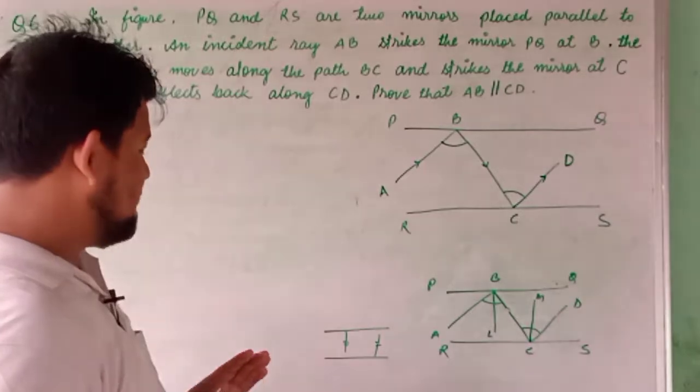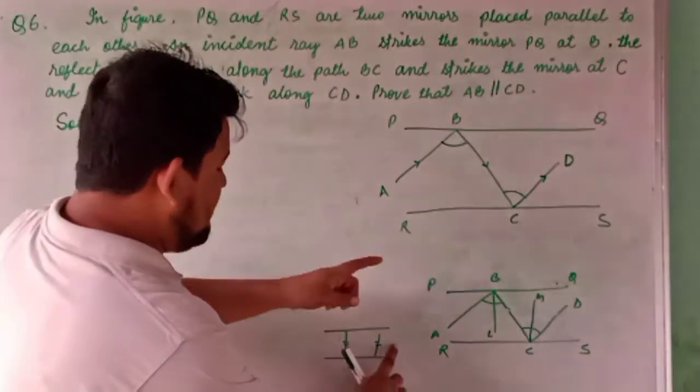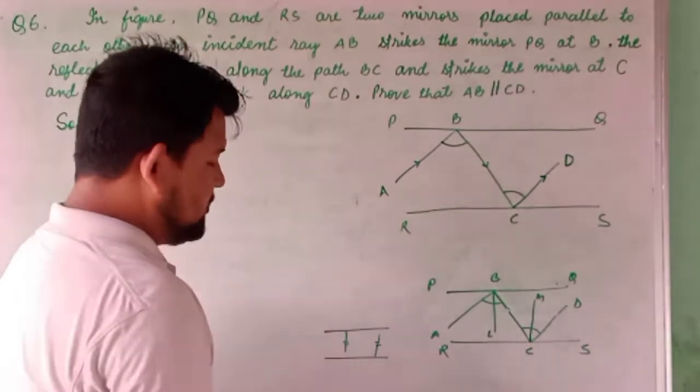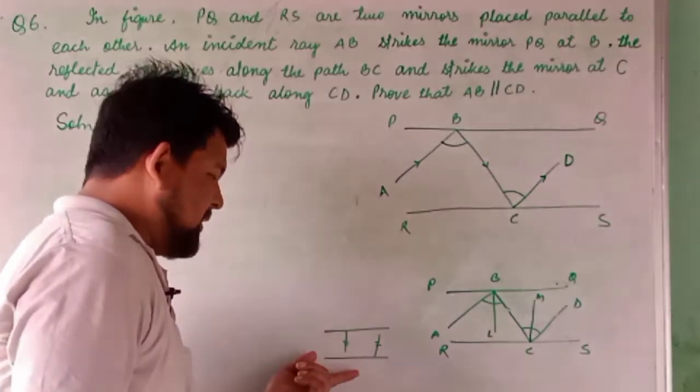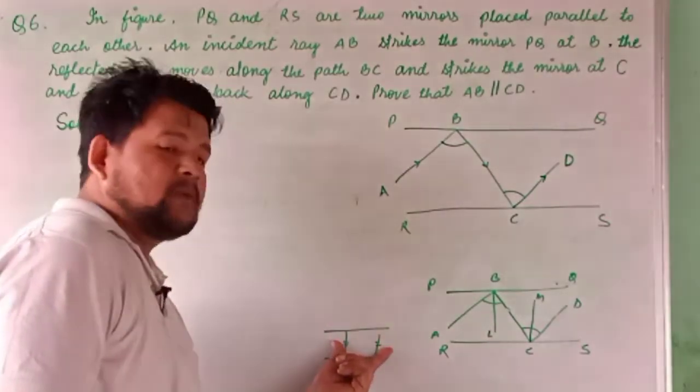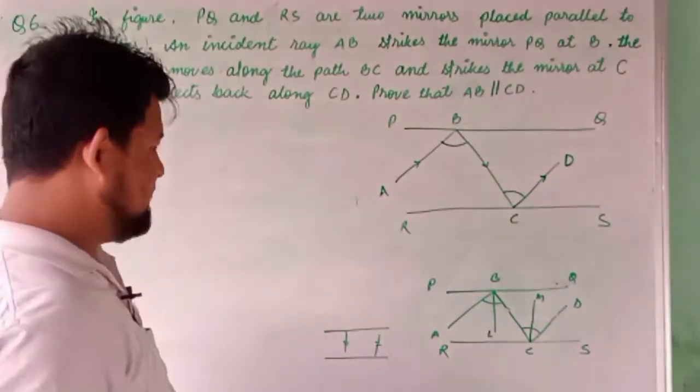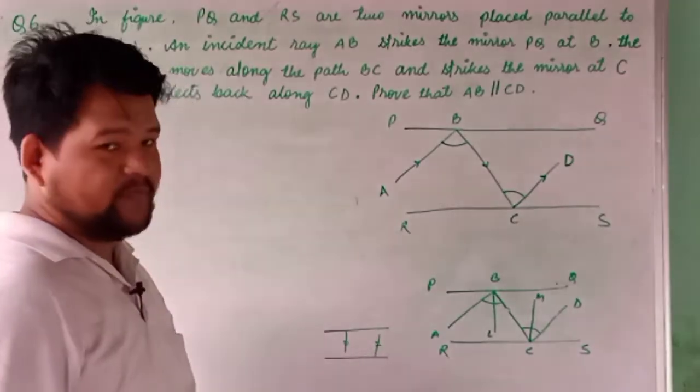We always have to remember: if two parallel lines are given and I draw two perpendicular lines, one from each parallel line, then those perpendicular lines are also parallel to each other. We should understand this very nicely.